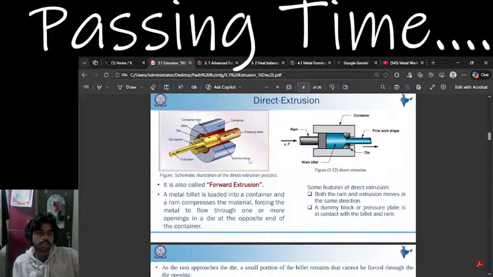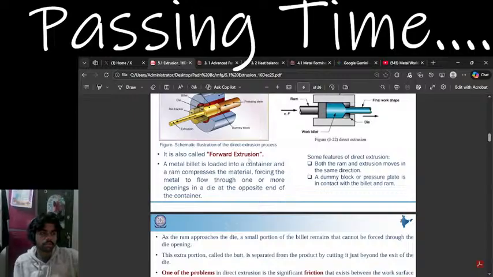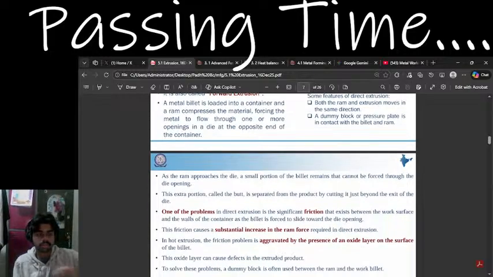As the ram approaches the die, a small portion of the billet remains and cannot be forced through the die opening. This extra portion is called the butt. It is separated from the product by cutting it beyond the exit. One of the problems in direct extrusion is the significant friction that exists between the butt surface and the walls of the container as the billet is forced to slide through the die opening. That's an important point.